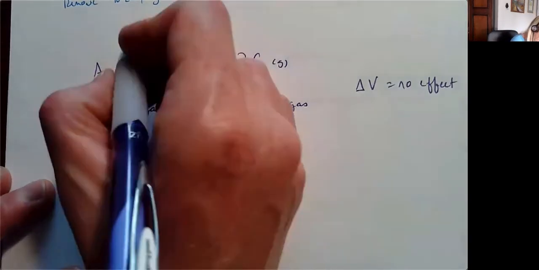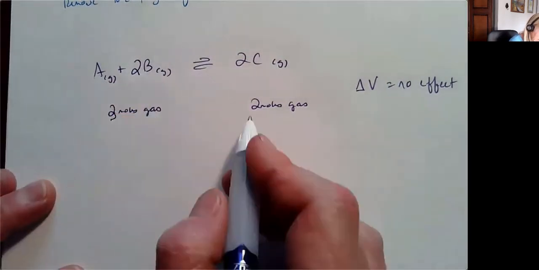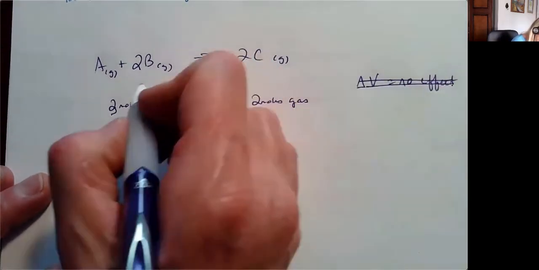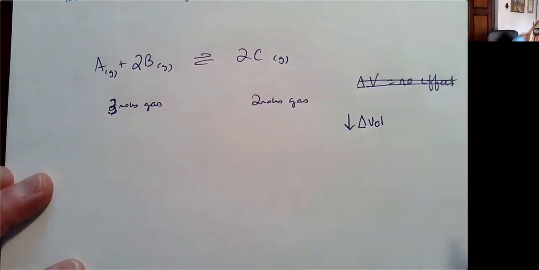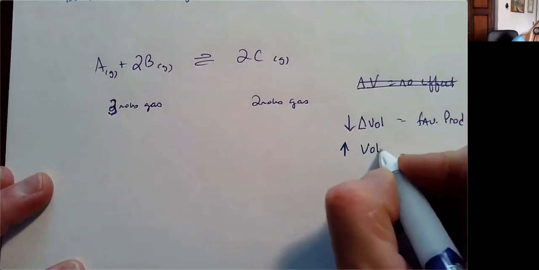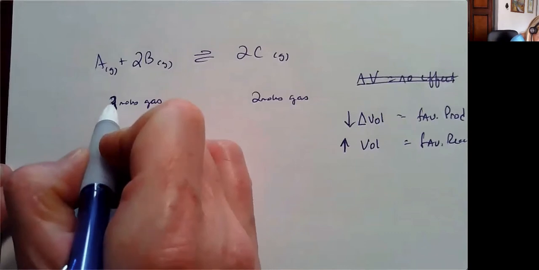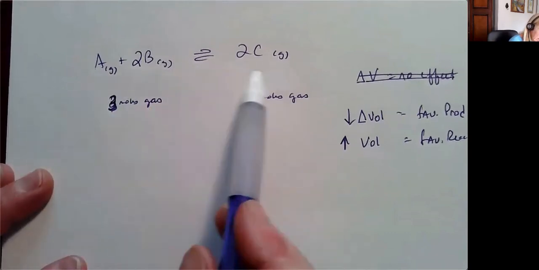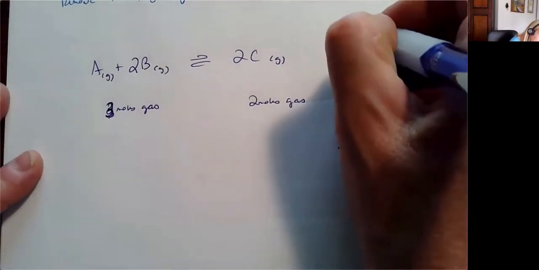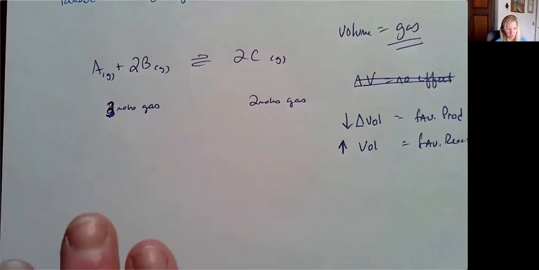Now, let's say I have a 2 here. So now I have 3 moles of gas on this side and 2 moles of gas on this side. Now my change in volume is going to have an effect. So if I decrease the volume, then I'm going to favor my product. If I increase the volume, I'm going to favor my reactant. I can look at the number of moles of gas that I have in my system, and that's going to tell me if a change in volume is going to shift this. So volume has an effect only if you have a gas. If you don't have a gas, then volume is going to have no effect at all on your chemical reaction.